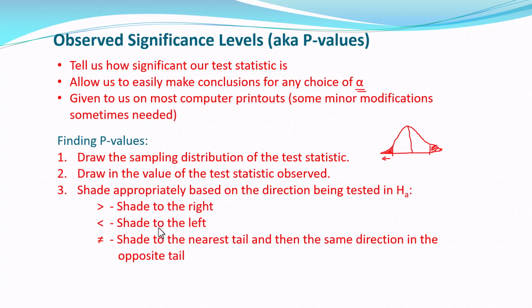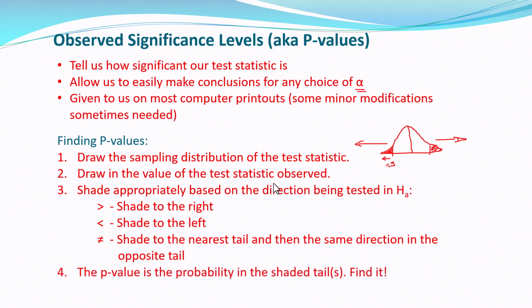And so in a not equal to case, we would shade both tails. We shade the nearest tail, which in this example that we're going to look at would be over here. And then we would have the exact same picture on the other side. In fact, the 2-tailed p-value is going to be double the 1-tailed p-value. We'll take a look at that. So draw the sampling distribution, put in the value of the test statistic, and then shade appropriately based on the direction you're testing, and then just go find that probability.